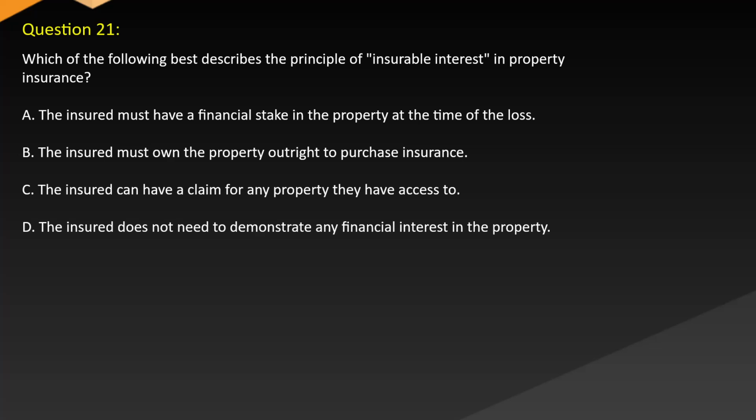A. The insured must have a financial stake in the property at the time of the loss. B. The insured must own the property outright to purchase insurance. C. The insured can have a claim for any property they have access to. D. The insured does not need to demonstrate any financial interest in the property.